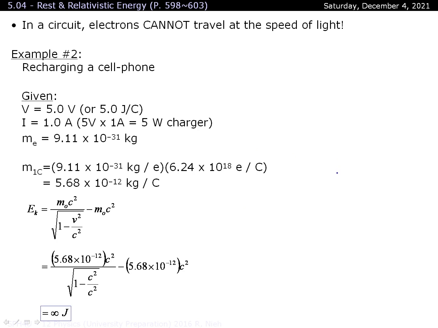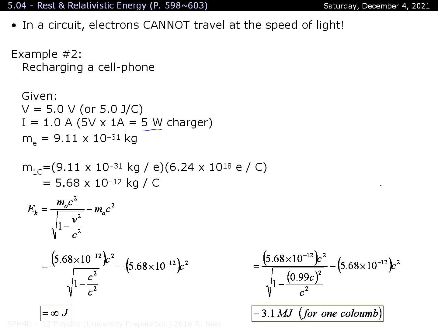How can you have an infinite amount of energy to charge your cell phone? You'll run out of juice before you even start charging. And even if you decide to slow it down a bit, down to 99% of the speed of light, that still gives you a rather ridiculous number. 3.1 megajoules is close to 1 kilowatt hour. And remember, a kilowatt hour is the amount of energy required to turn on your blow dryer for about 2 hours. So look at all the heat that's released from there. And you're telling me that you need to release that much heat just to start moving electrons so that you can charge your cell phone? It doesn't make any sense at all.